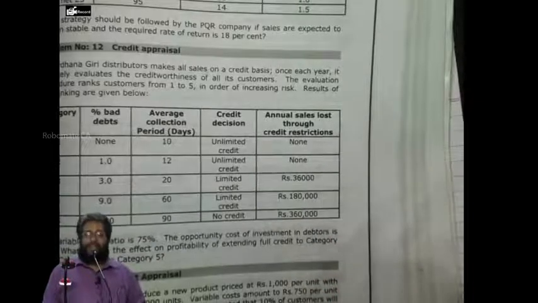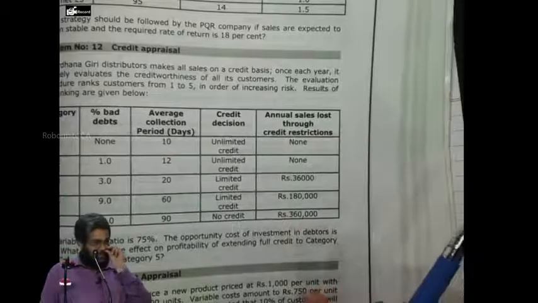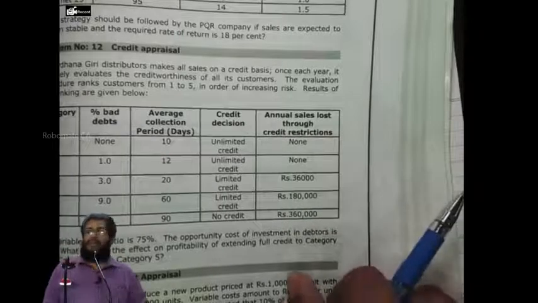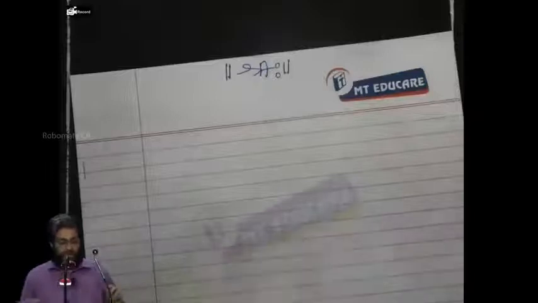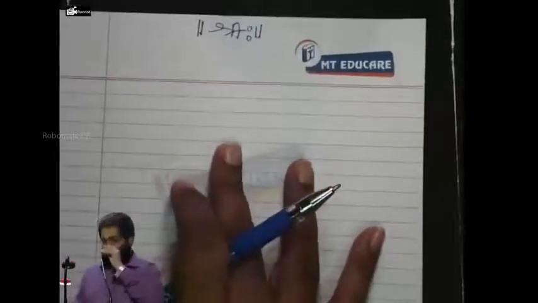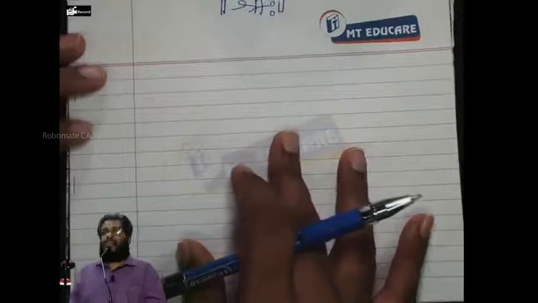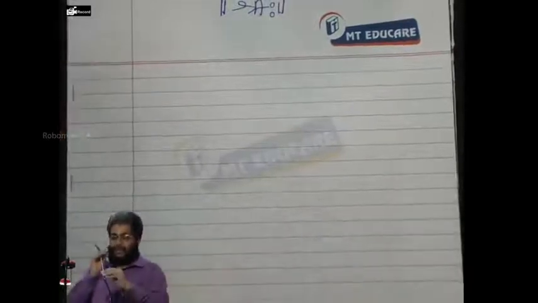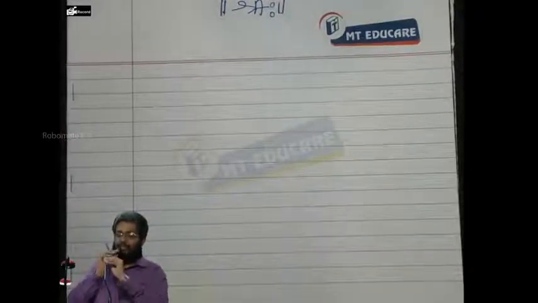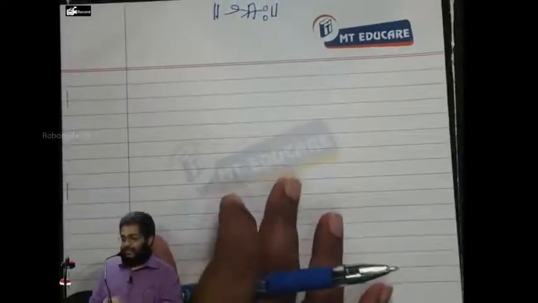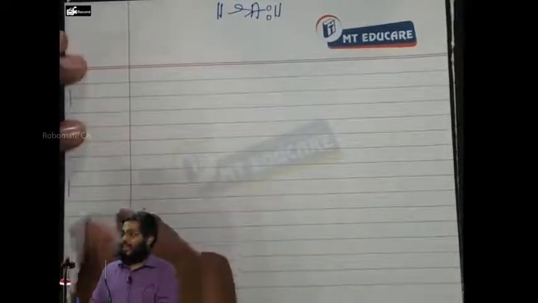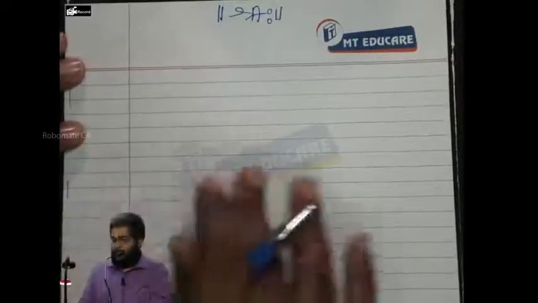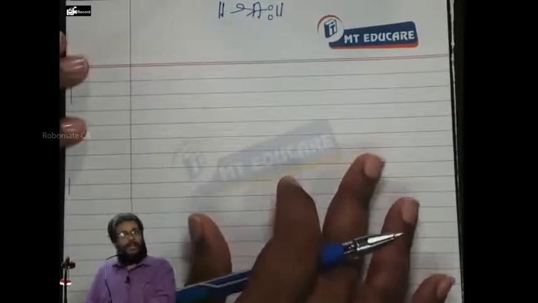Last working note is what? Increase in interest loss. We'll do the increase in interest loss together. Have the three columns: category, computation and then amount. Shall we start doing it together or not?